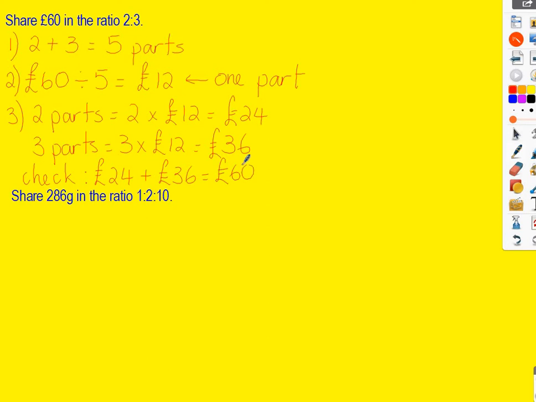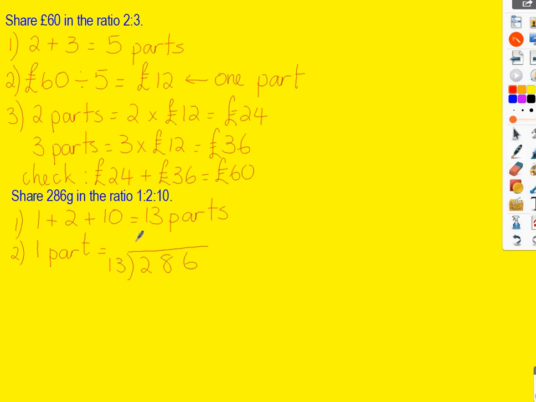Okay, next question then, same sort of thing. However, we've now got 3 parts in the ratio. So, stage number 1, adding up the values in the ratio. 1 plus 2 plus 10 gives me 13 parts. Stage 2, to find the value of 1 part, I take what I have to share out, which in this case is 286 grams. I divide it by the total number of parts, which in this case is 13.